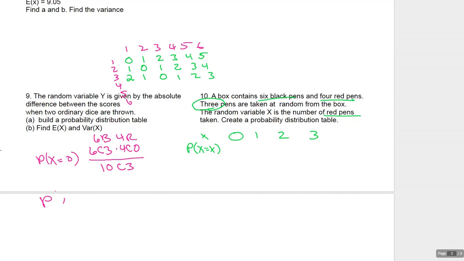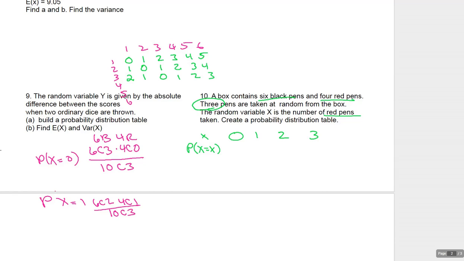How would I figure out the probability that x equals 1? Now, keep in mind, what that means is that out of the 3 pens, one of them is red. So how am I going to do it? You'll do 4 choose 1 times what? 6 choose 2. And once again, I'm going to divide by 10 choose 3.